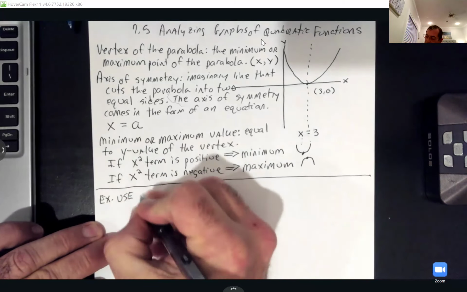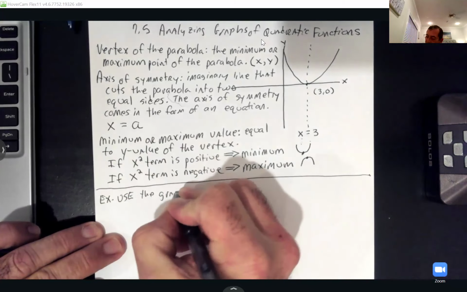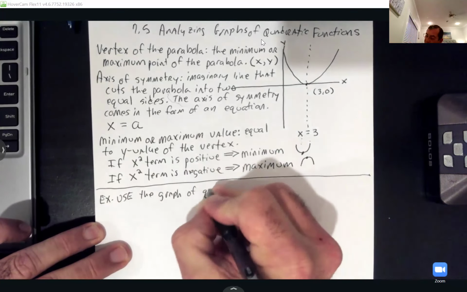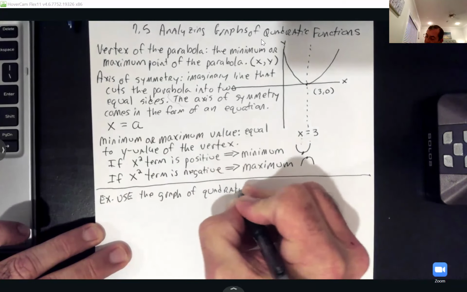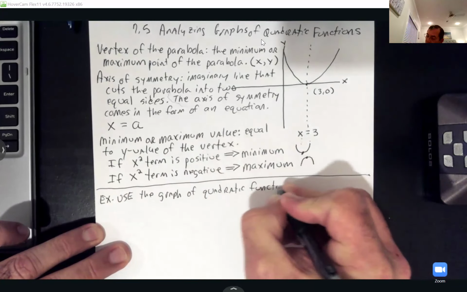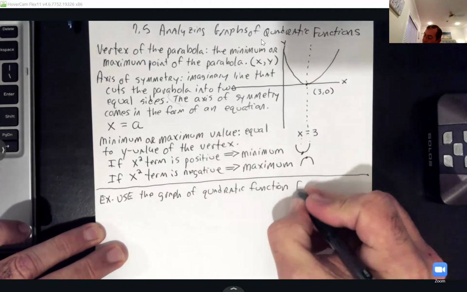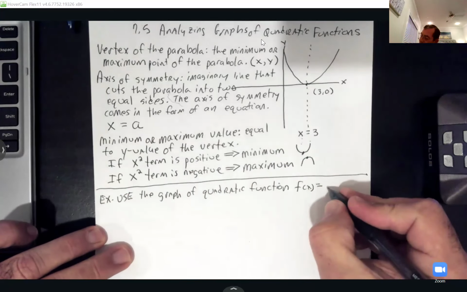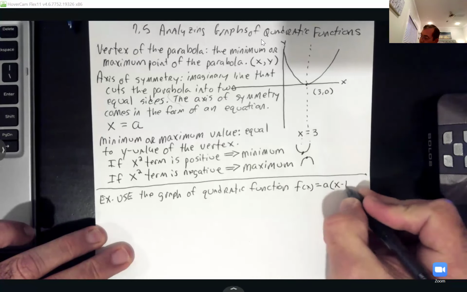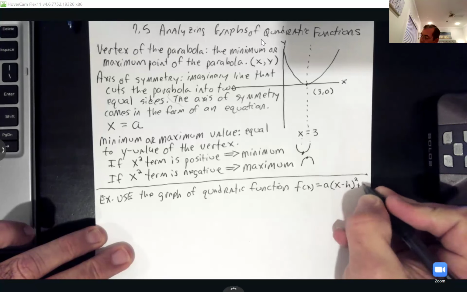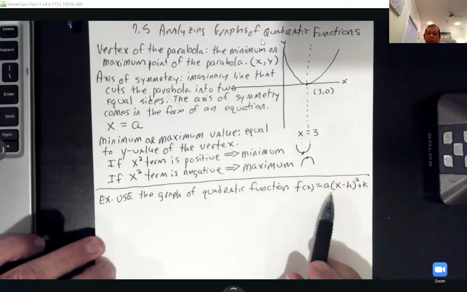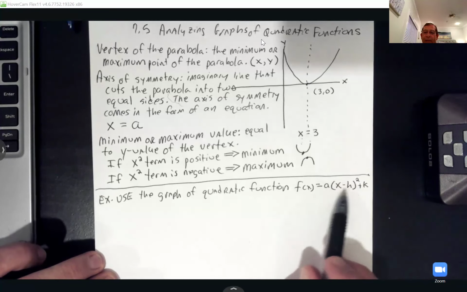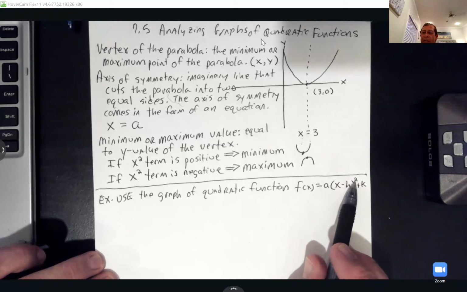So we're going to use the graph of the quadratic function. And they're telling you that it's the graph. When they say quadratic function, they're just using a formula here. This has nothing to do with the problem. They're just showing you that it's a quadratic function that's being squared, okay?